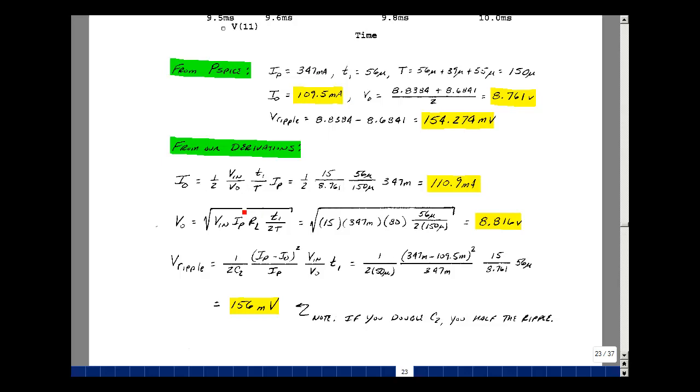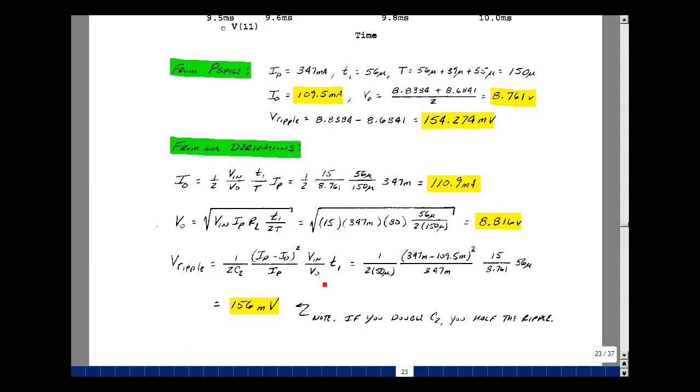The output voltage is the square root of Vin ISO-P R sub L T1 over 2T. So 15 volts, 347 milliamps. I have an 80 ohm resistor for a load. 56 microseconds divided by 2 times 150. I get 8.816. I measure 8.761. Again, these formulas were derived assuming that we had a perfect diode, but I don't have a perfect diode.